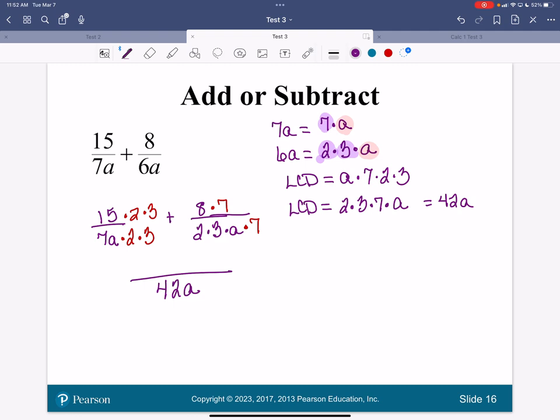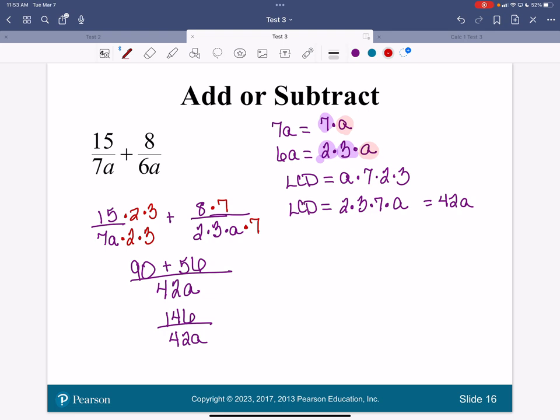15 times 2 times 3. What's 15 times 2 times 3? Okay, it's 90. What's 8 times 7? 56. Okay. And 90 plus 56 is going to be 146. Thank you. Can that be simplified further?